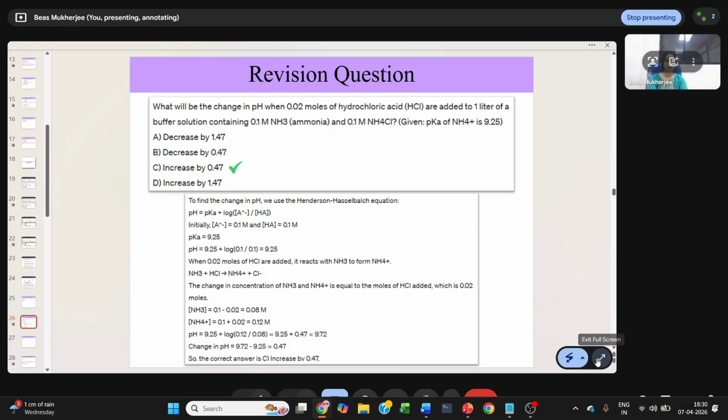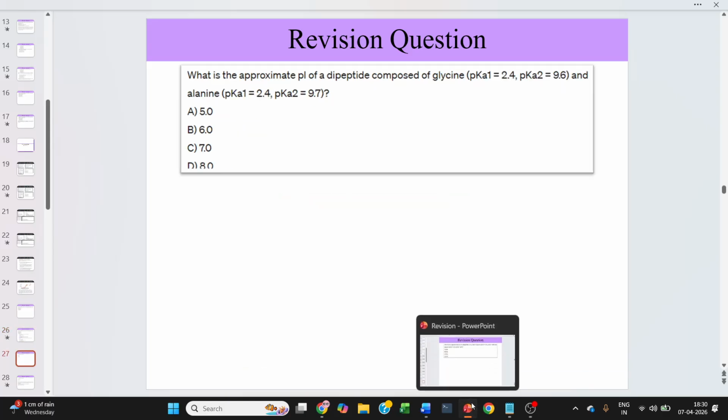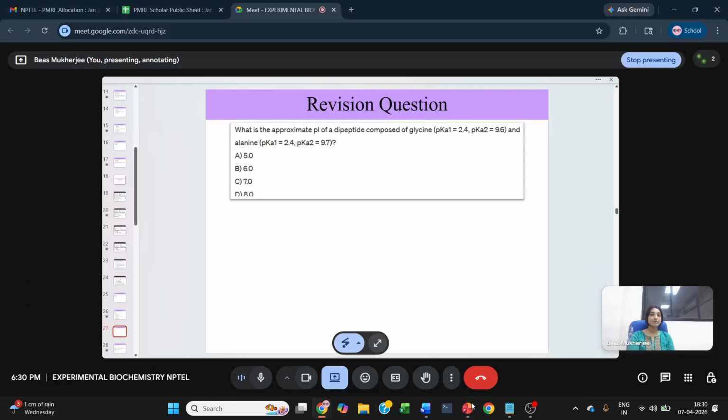Okay, now we'll look at the next question. What is the approximate PI of a dipeptide composed of glycine and alanine? Now it's a dipeptide made up of glycine and alanine. Both of them are uncharged. So how do you think the PI would look like?